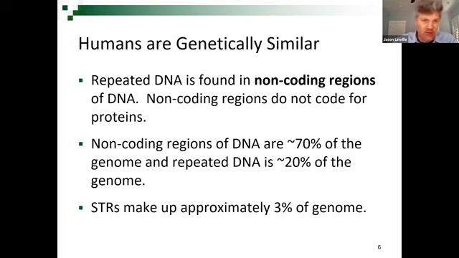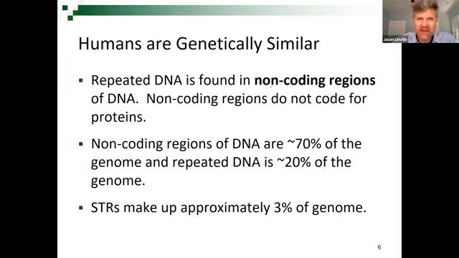So this repeated DNA, these short tandem repeats that are going to eventually lead to pairs of numbers, and we're going to look at 13 of them to give us our 13 pairs of numbers, is found in non-coding regions of DNA. What are the non-coding regions of DNA? What exactly does that mean? It means that they don't code for proteins.